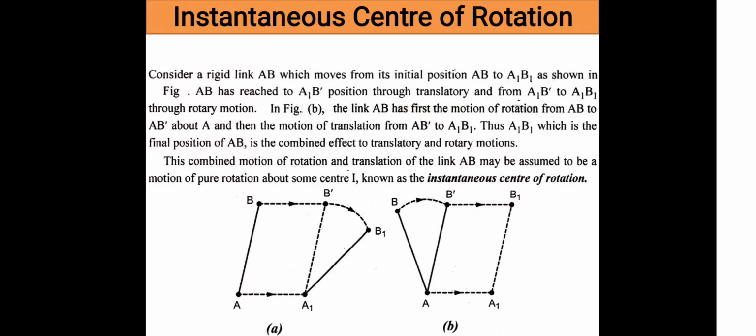The figure shows the linkage AB. First it moves with rotary motion from AB to AB dash about A. Then the motion of translation from AB dash to A1B1. Thus A1B1, which is the final position of AB, is the combined effect of translation and rotary motions. This combined motion of rotation and translation of the link AB may be assumed to be a pure rotation about some center, known as I, the instantaneous center of rotation.